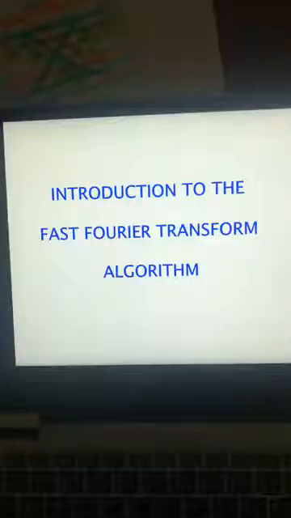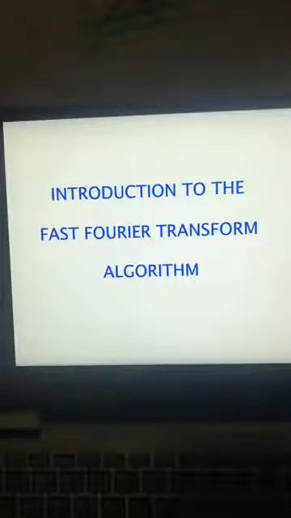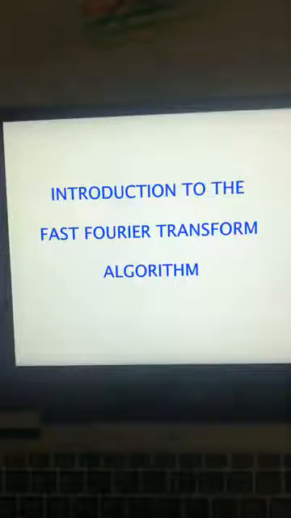Okay, we are back and learning about fast Fourier transform.